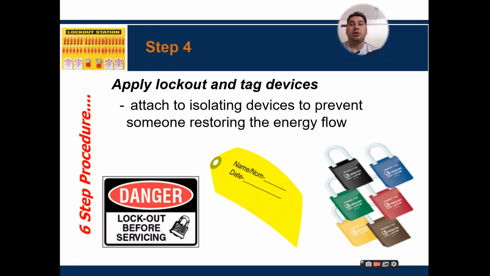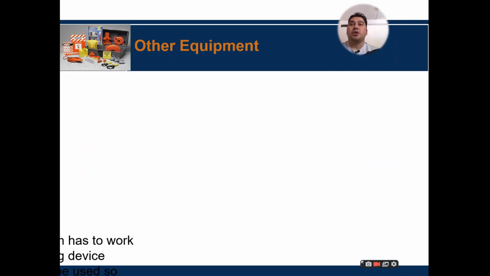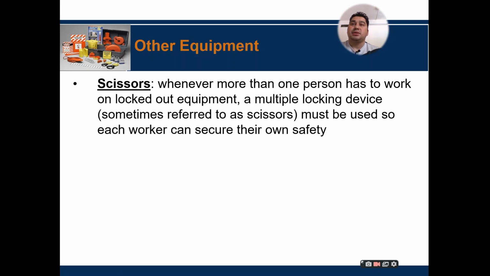As I said earlier, on the tag you have to put the name, date, and the time of lockout tagout. These are the information you have to mention in the tag. Now, the equipment. Scissors. Whenever more than one person has to work on locked out equipment, a multiple locking device, sometimes referred to as scissors, must be used so each worker can secure their own safety.